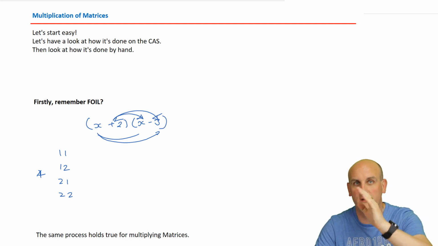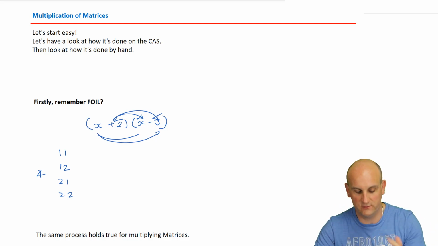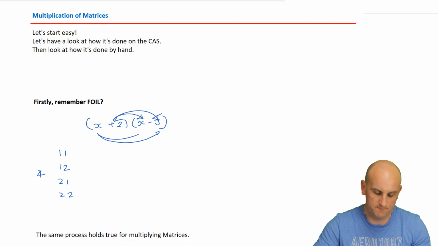And you do first row by first column, first row by second column, then second row by first, and second by second. You see what I did there? 1,1; 1,2; 2,1; 2,2.